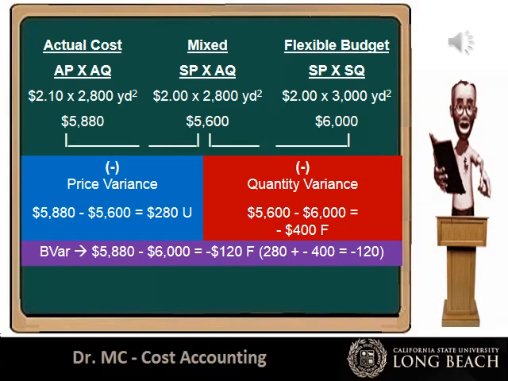When you subtract the middle column from the left column, you get a positive $280, which gives you the material price variance of $280 unfavorable. When you subtract the right column from the middle column, you get a negative $400, which tells you that the materials quantity variance is $400 favorable. When you add these two numbers together, you get a negative $120, which tells you that your firm has a favorable total materials budget variance of $120.